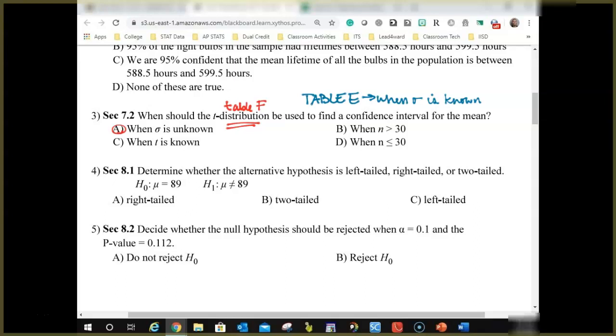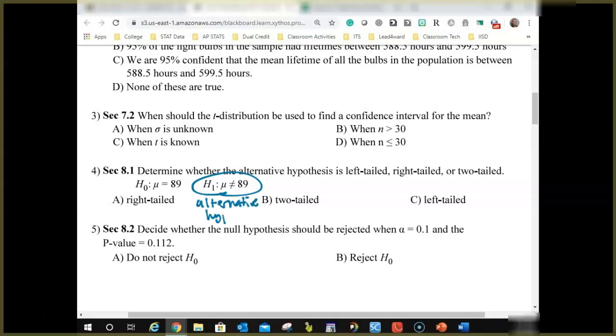And then for our next question, it says determine whether the alternative hypothesis is left-tailed, right-tailed, or two-tailed. So to even determine that, we look at the alternative hypothesis. That tells us what type of test we're doing.